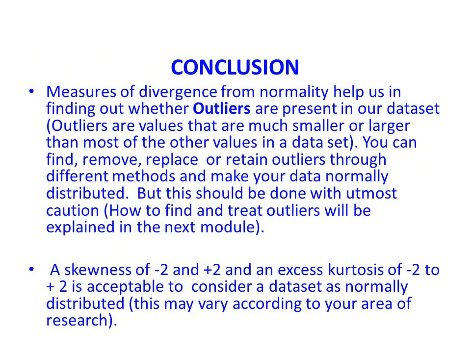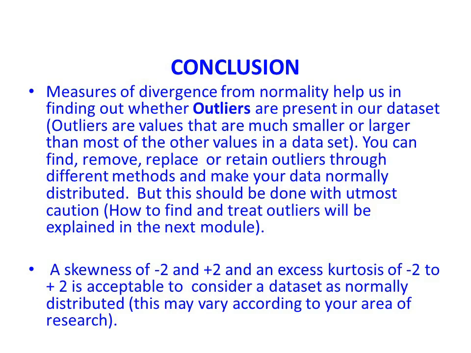Conclusion. Measures of divergence from normality help us in finding out whether outliers are present in our dataset. Outliers are values that are much smaller or larger than most of the other values in a data set. You can find, remove, replace or retain outliers through different methods and make your data normally distributed. But this should be done with utmost caution. How to find and treat outliers will be explained in the next module.